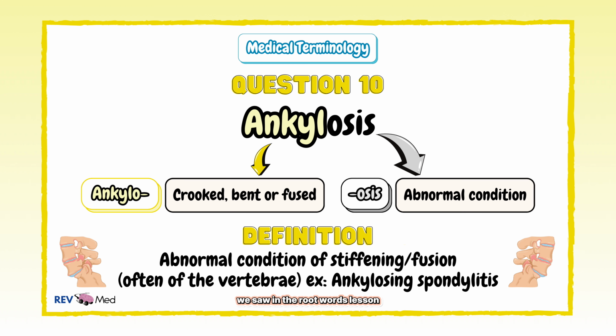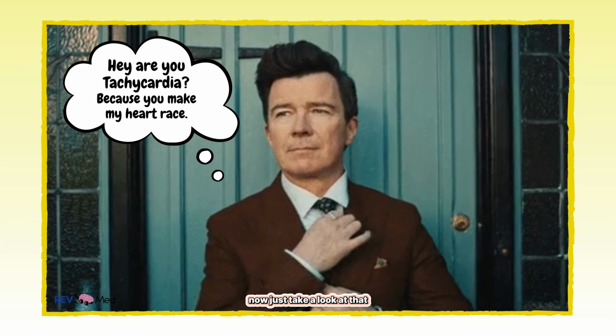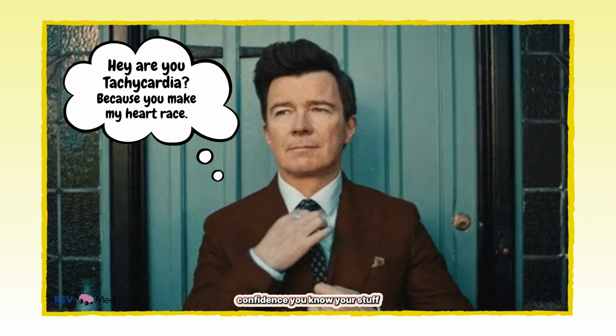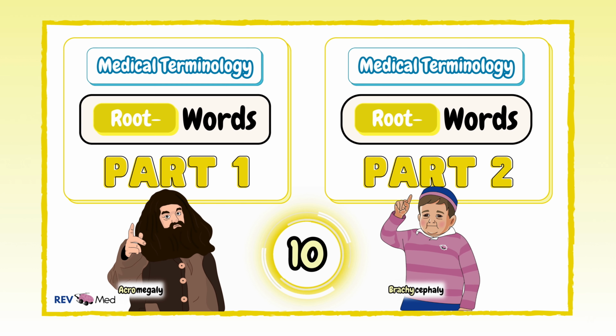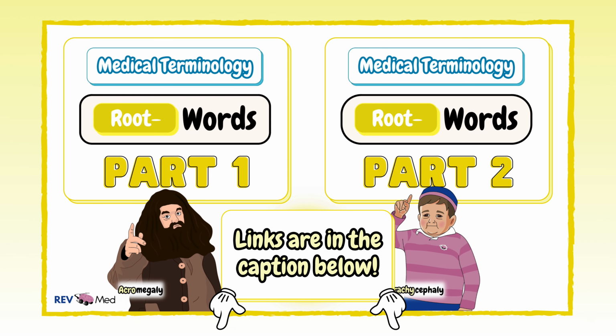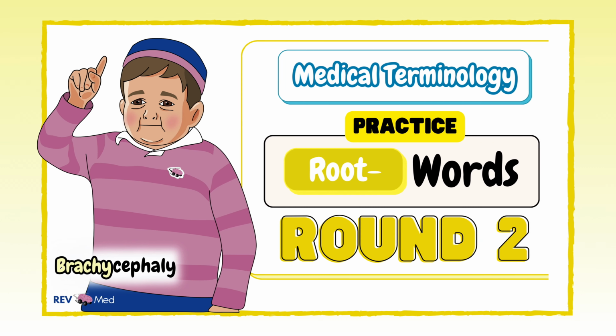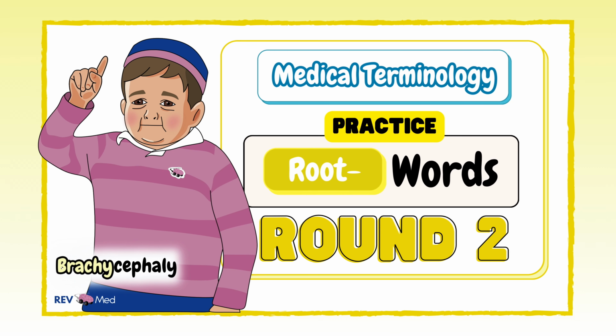We saw in the root words lesson the example of ankylosing spondylitis. Now just take a look at that confidence. You know your stuff. If you had any trouble, all you have to do is watch part 1 and part 2 of our root words lesson. Links are in the caption below. Now go ahead and move on to practice round 2 of root words.